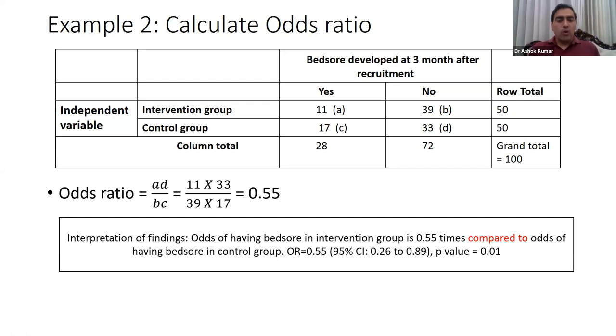So interpretation of the finding: odds of having bed sore in the intervention group is 0.55 times compared to the odds of having bed sore in the control group, that is OR 0.55. We also have to give the 95% confidence interval, and p value 0.01. It is statistically significant. So if the odds of having bed sore in the control group is 1, in the intervention group it is 0.55, which is lesser. In this case, for odds ratio or hazards ratio, the null value is 1. You have to remember, the null value is 1. So in the control group, the non-exposure group, it is always 1.